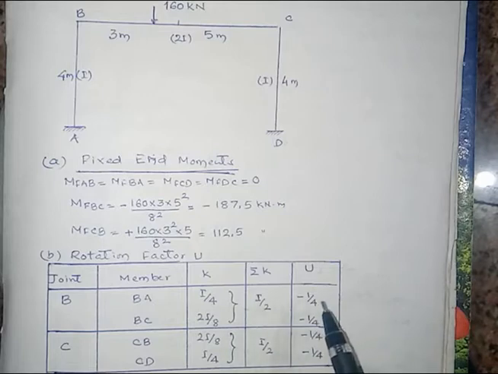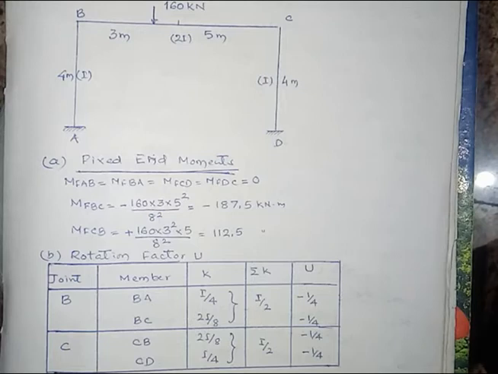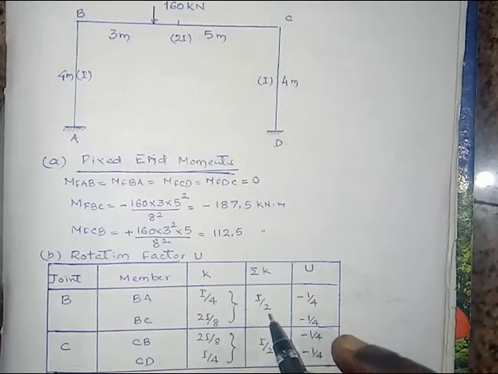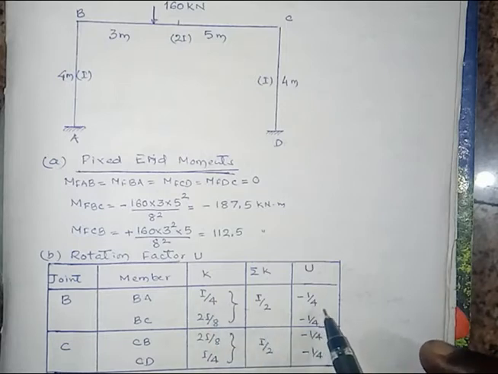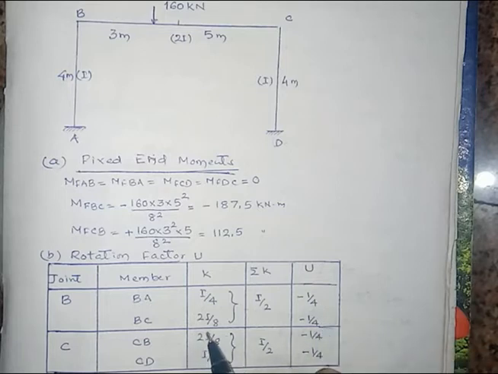Then the rotation factor is given by U equals minus half into K for the member divided by sum of the K values for the members meeting at the joint, that is minus half into I by 4 divided by I by 2. Here you will get minus 1 by 4. Similarly for BC, that is minus 1 by 4.